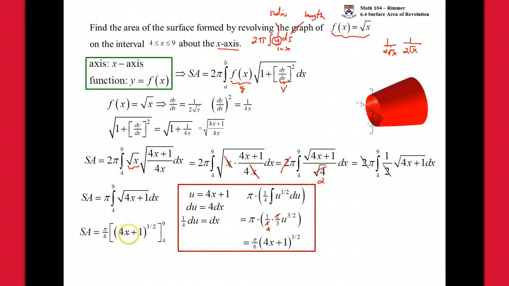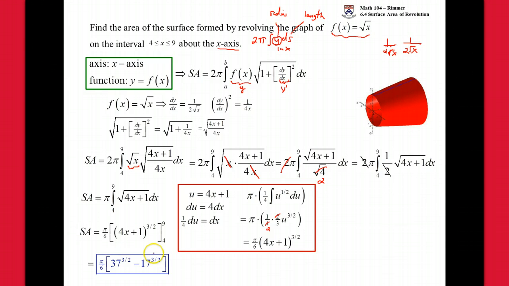So we'll put a 9 in. 36 plus 1 is 37. Leave it like that, because it's 37 to the 3 halves. Put a 4 in. 16 plus 1 is 17 to the 3 halves. And so that's going to be it. 37 to the 3 halves minus 17 to the 3 halves. There's no combining these guys. And so that is your answer.